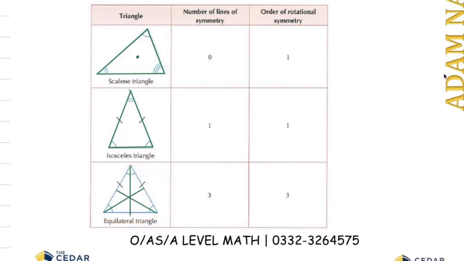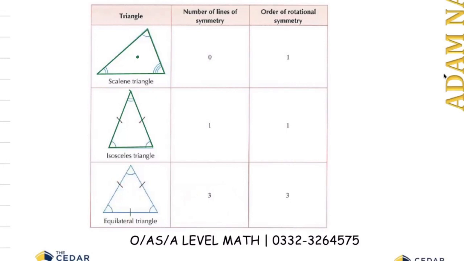Any regular polygon, remember what the regular polygon was? A polygon means a figure with more than 2 sides. A regular polygon would mean that all the interior angles are equal and all the sides of a polygon are equal. So an equilateral triangle is a regular polygon. The number of lines of symmetry of a regular polygon is equal to the number of sides. So if an equilateral triangle has 3 equal sides, then the number of lines of symmetry is going to be 3.